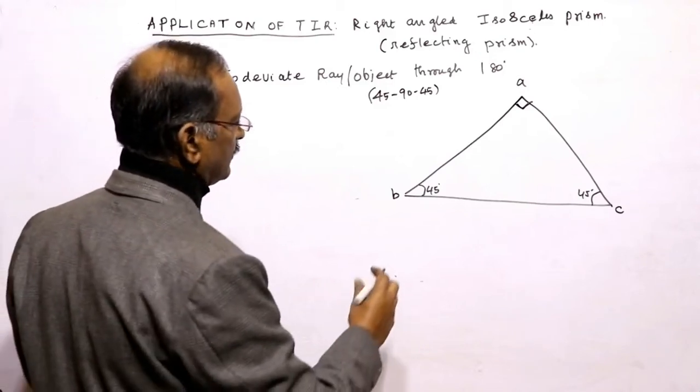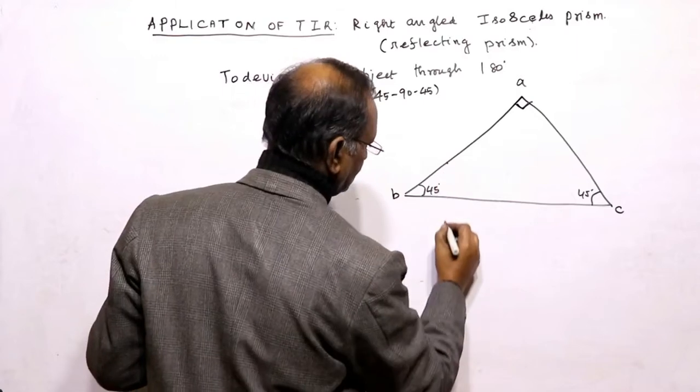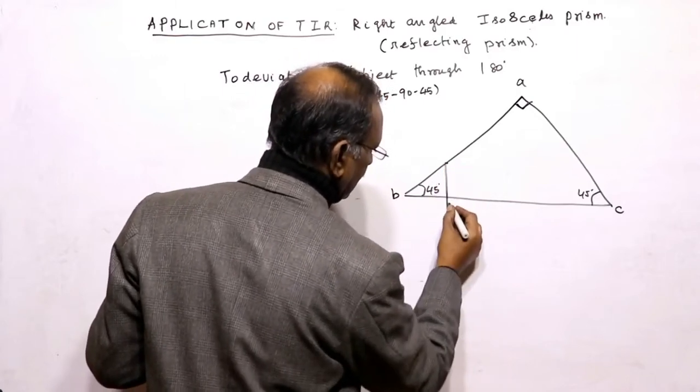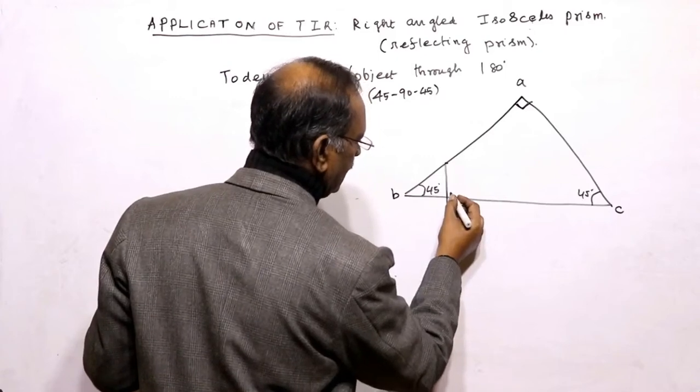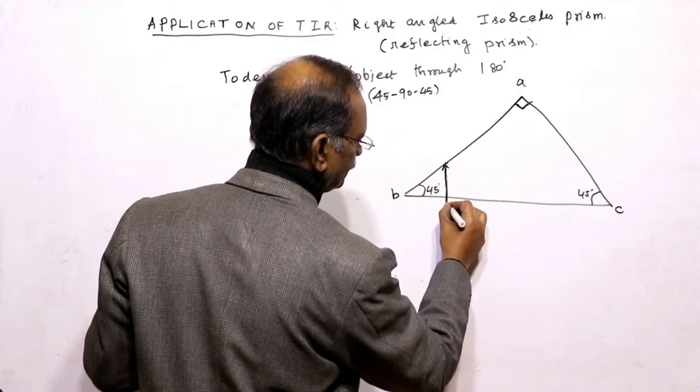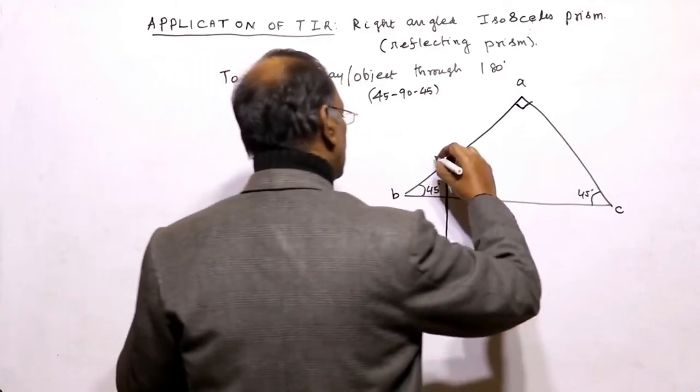When a ray goes from here, the angle of incidence is equal to 0 here, and the angle of refraction also will be 0 here. Then at this point we draw the normal.